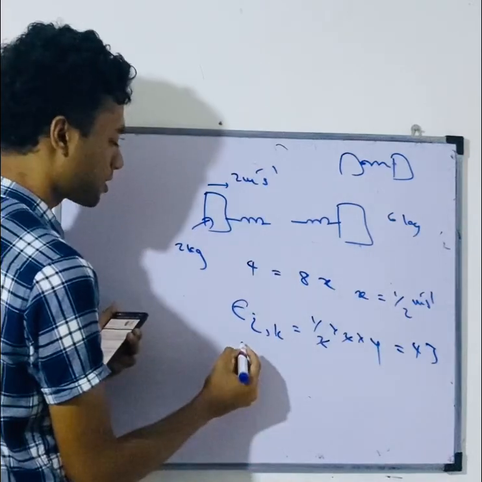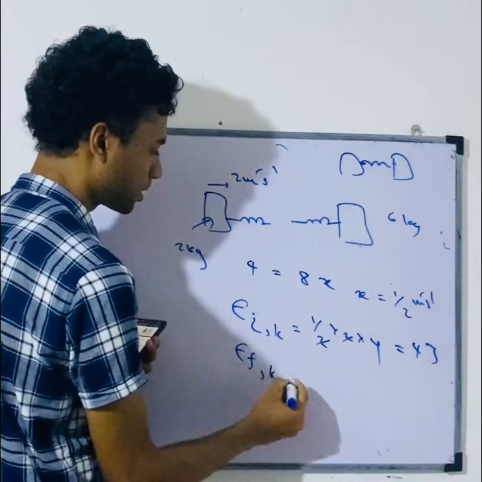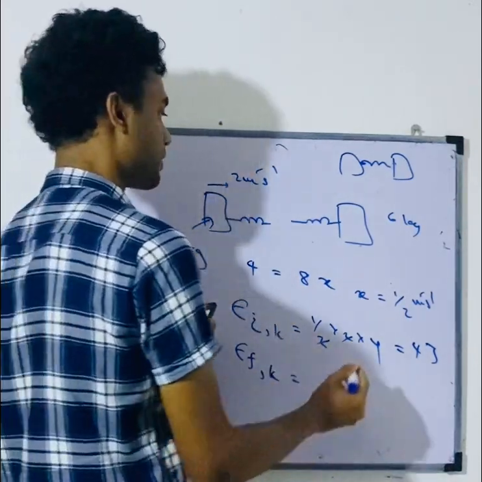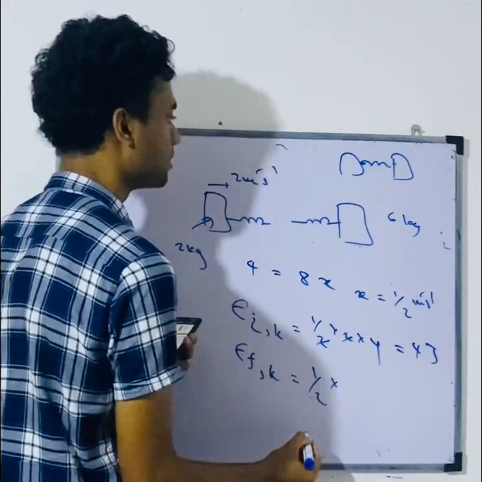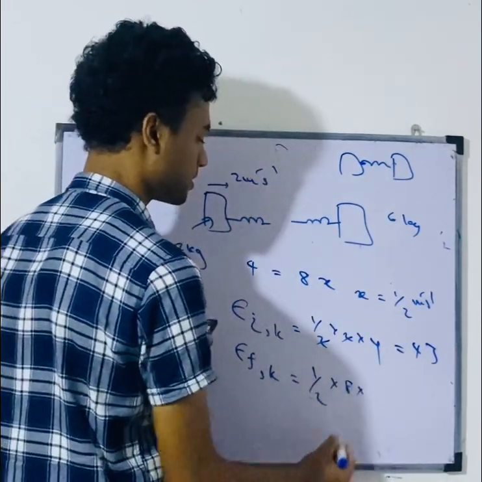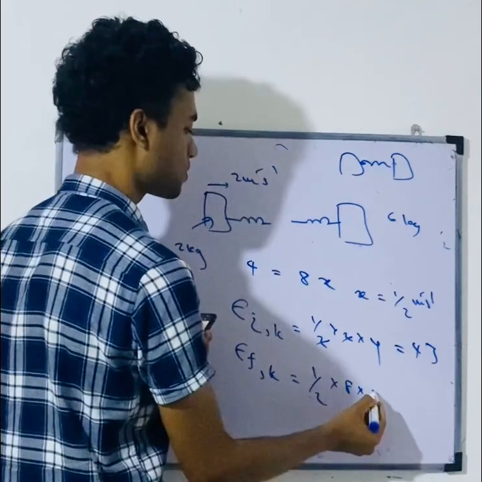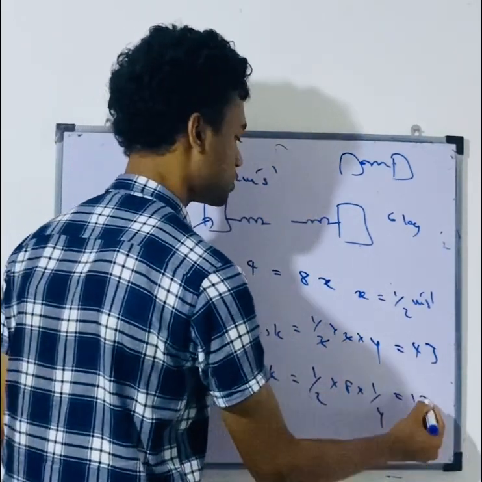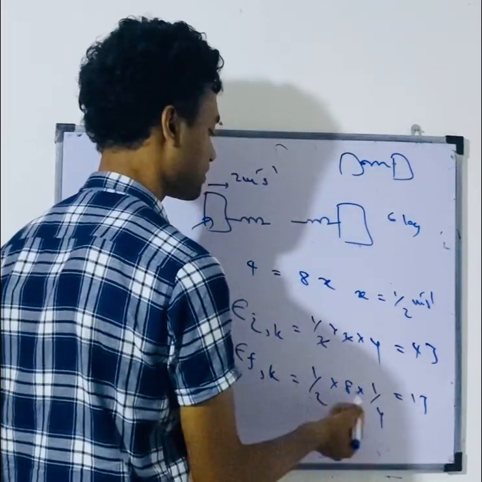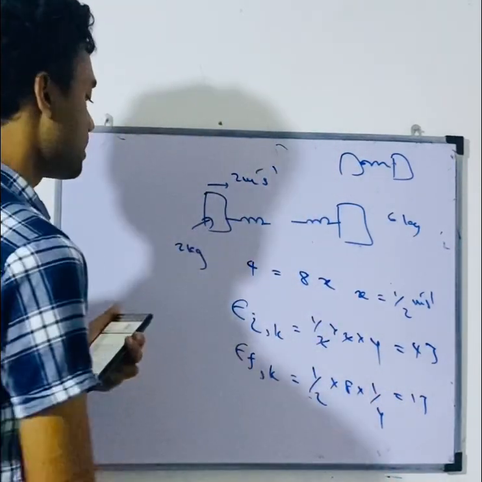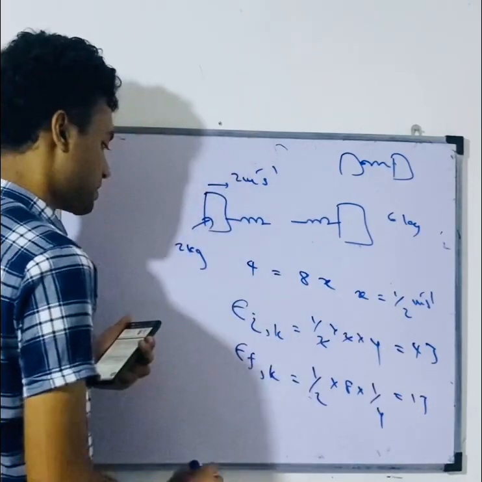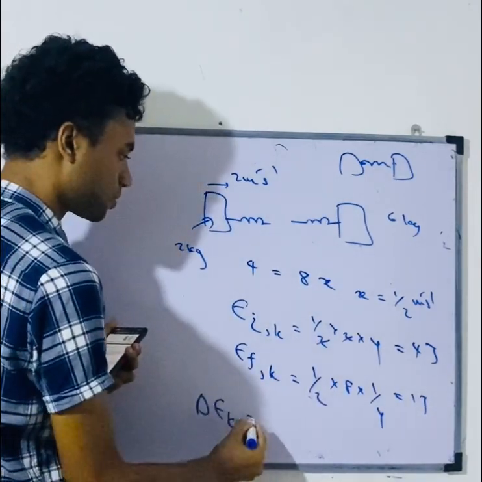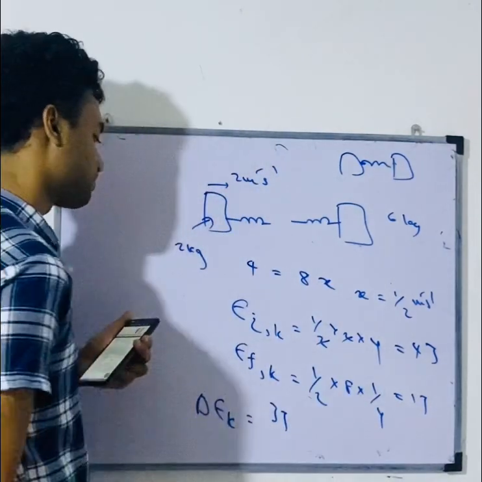What's the final kinetic energy? Half times the final mass, 8, times the final velocity squared, half squared, which is 1 over 4. Then you get 1 joule. So what's the energy difference? The change in kinetic energy is equal to 3 joules, right? 4 minus 1.